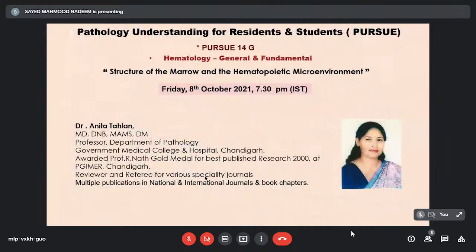The topic of the day is structure of the marrow and the hematopoietic microenvironment, which is the basic fundamental of hematology. And to talk on that, we have Dr. Anita Tahlan. She is an MD, DNB, MAMS, and a DM in Hematopathology from PGI Chandigarh. Presently, she is a professor in the Department of Pathology at the Government Medical College and Hospital, Chandigarh. She was awarded the Prof. R. Nath Gold Medal for Best Published Research in 2000 at PGI Chandigarh. She is a reviewer and referee of various specialty journals with multiple publications in national and international journals and book chapters.